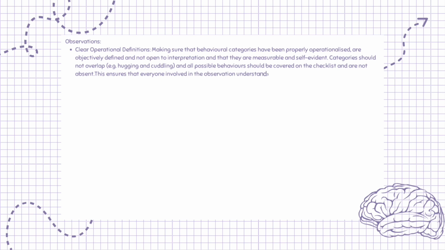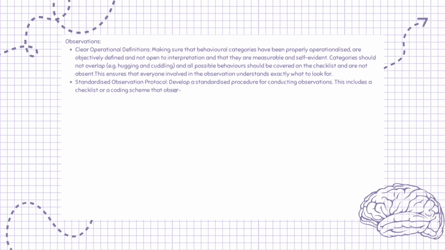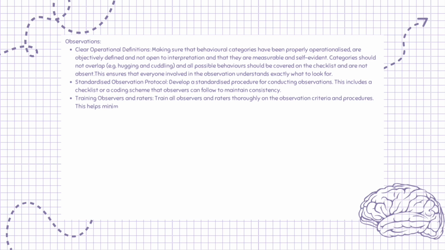Standardized observation protocol. Develop a standardized procedure for conducting observations. This includes a checklist or a coding scheme that observers can follow to maintain consistency. Training observers and raters. Train all observers and raters thoroughly on the observation criteria and procedures. This helps minimize variability in how different observers interpret and record observations.